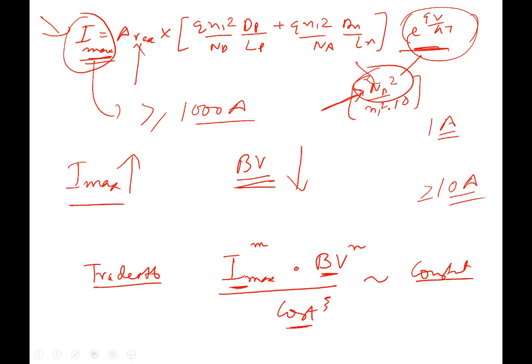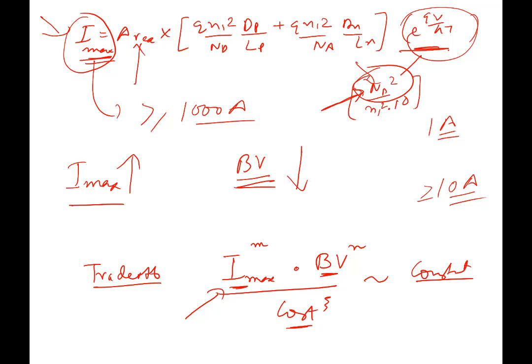And that's the reason why I don't have one unique diode. Why are there hundreds of diodes in the market, not just one diode catering to all the applications? It's because of this trade-off. Some applications require a certain breakdown voltage, a certain kind of maximum current handling capability, so you design a diode for that.